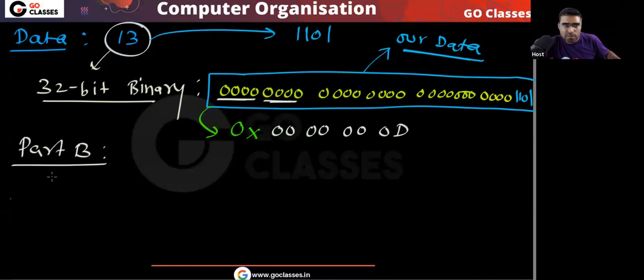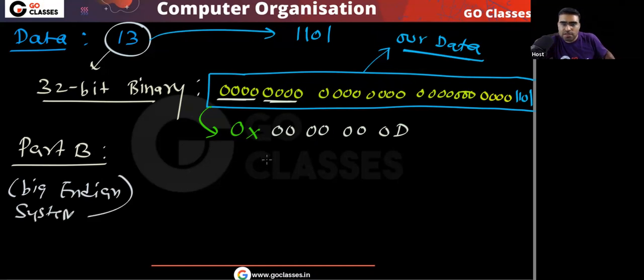So in the big endian, what will happen? In big endian, what will your final answer be? In the big endian system, your final answer will be very simple. You start with the big end. This is the big end.